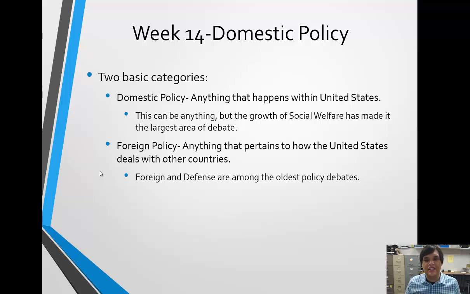Foreign policy is anything that pertains to how the United States deals with other countries. Foreign policy and defense are usually among the oldest of our policy debates, because since the beginning of our nation, and even before we established the United States of America, we were dealing with foreign policy. We were dealing with a foreign adversary in Great Britain. We also dealt with the French during the French and Indian Wars. So that's why foreign policy and defense are among the oldest policy debates. But foreign policy is just when the United States is dealing with any other country.